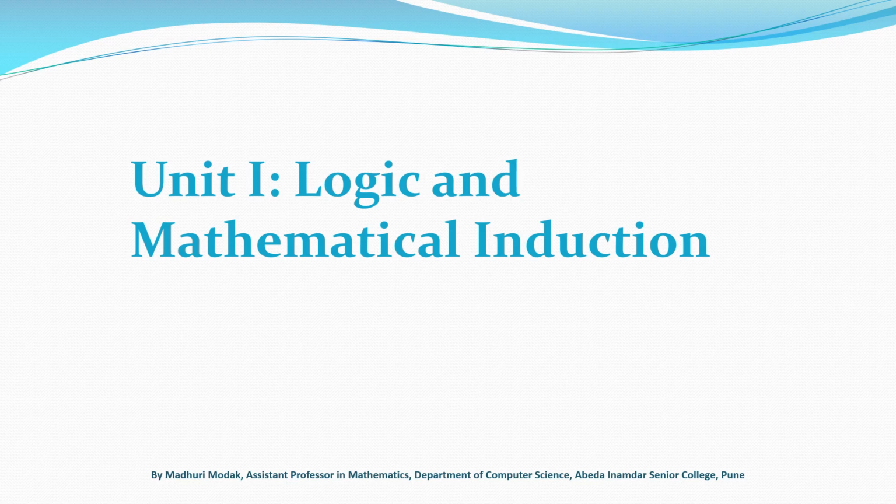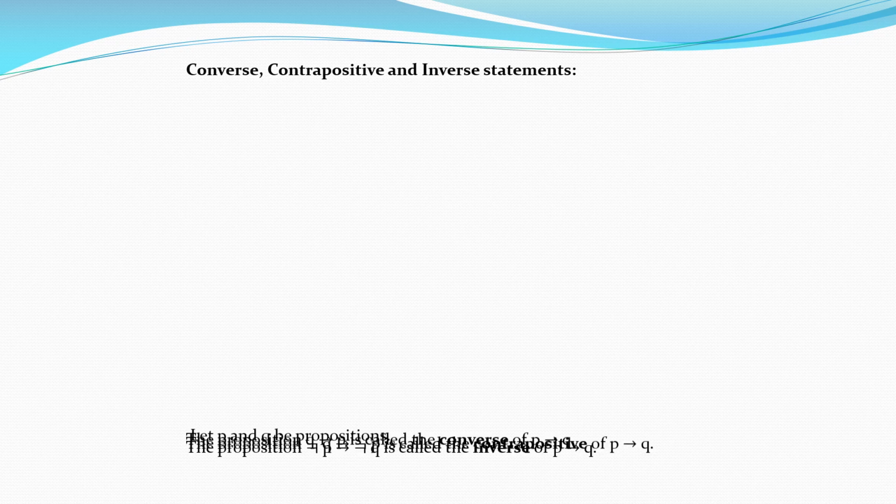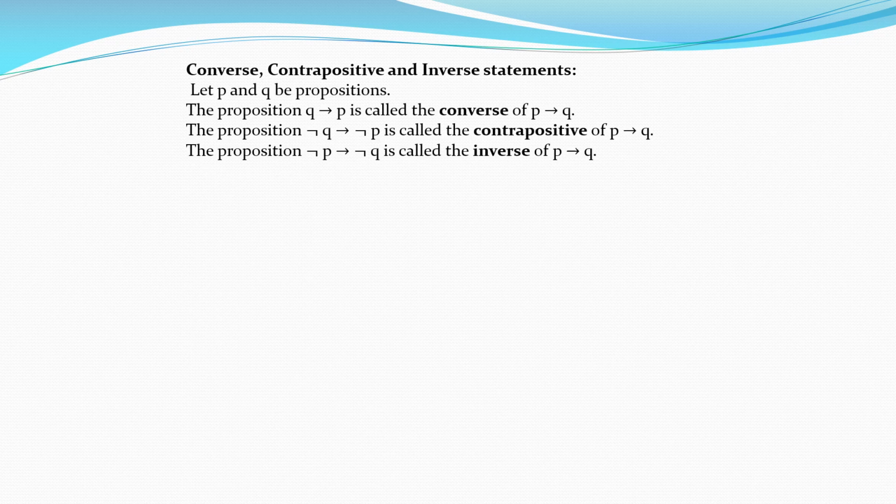Now the first unit of discrete mathematics is logic and mathematical induction. For computer science students, this unit is very important. The only thing is that you must know the truth tables for negation, disjunction, conjunction, implication and bi-implication. Now we define what is converse, contrapositive and inverse of implication.